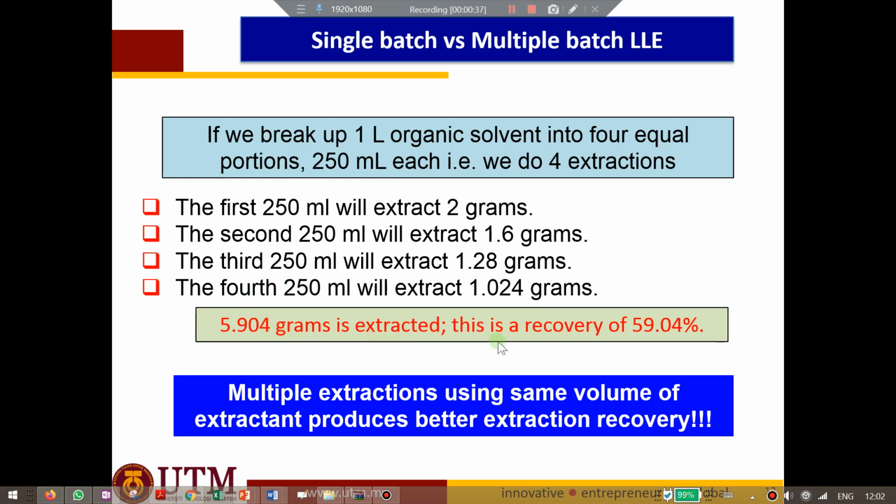So the recovery is 59.04%. So the multiple extraction using the same volume of extractant produces better extraction recovery. So you can imagine if we do this continuously, we can get a better extraction recovery.